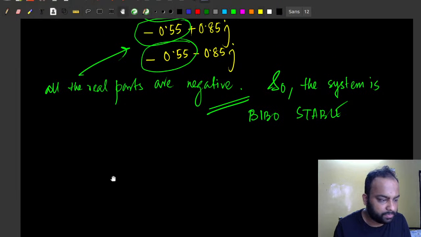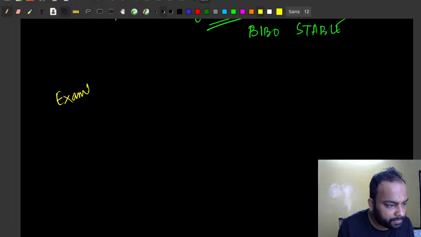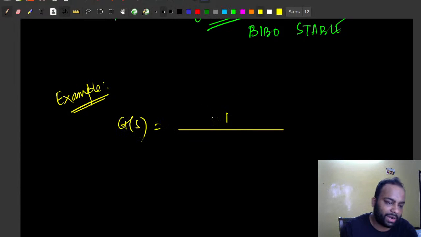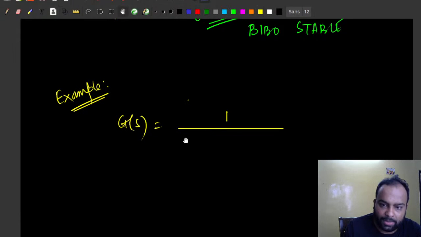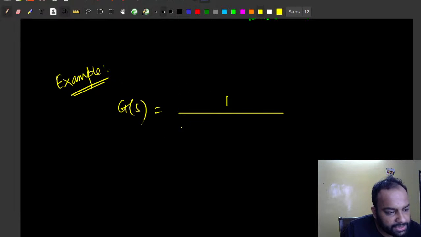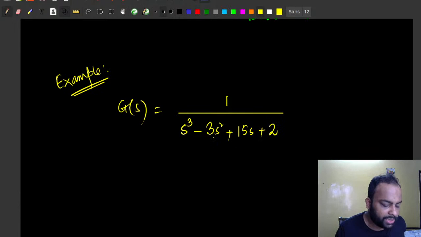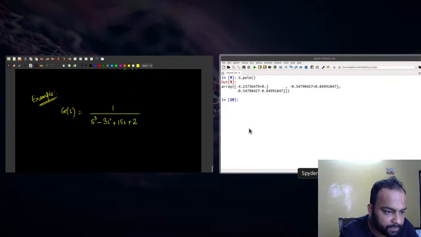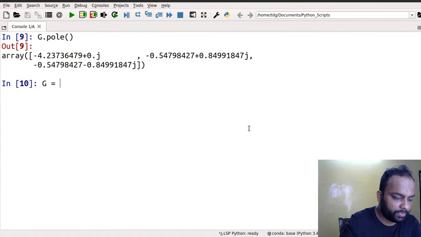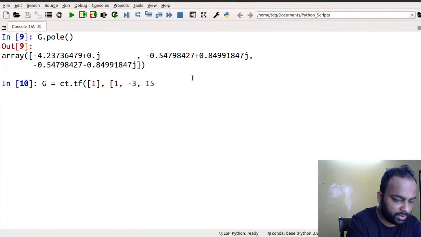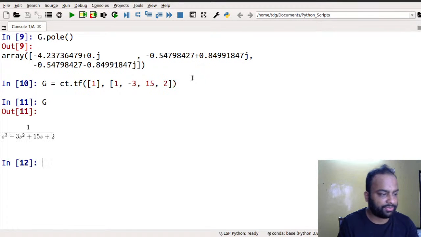Let's take another example. Let's say my transfer function looks like this. Again, the numerator does not matter. I can say whatever I have in the numerator. The location of the zeros won't matter for stability, at least. Here, let's say we have s cube minus 3s square plus 15s plus 2. Let's define our system once again, G equal to ct.tf, with denominator 1, minus 3, 15, 2. So that's the transfer function.